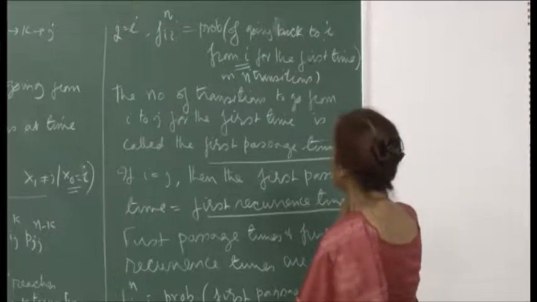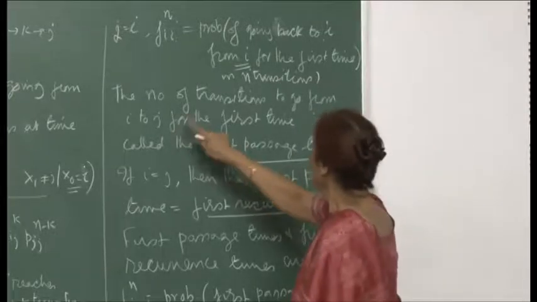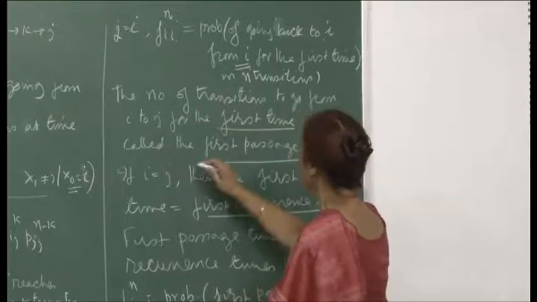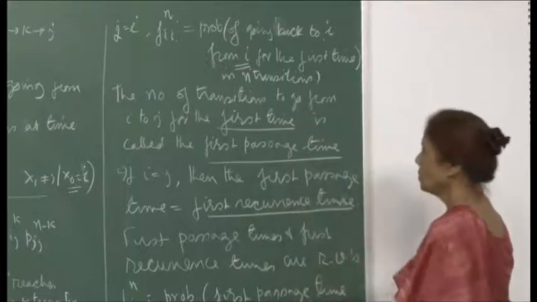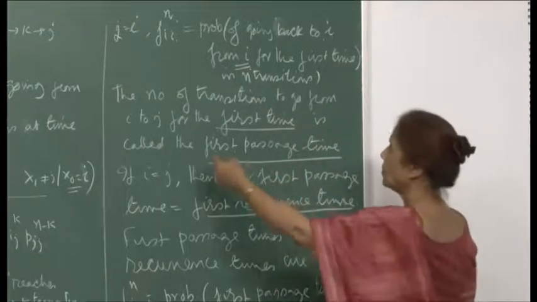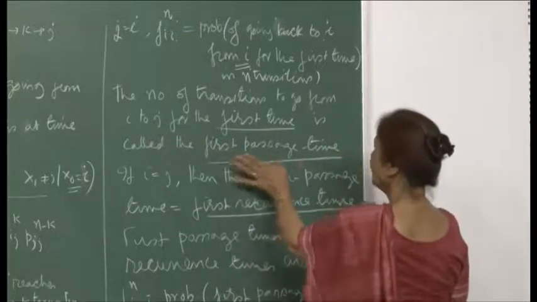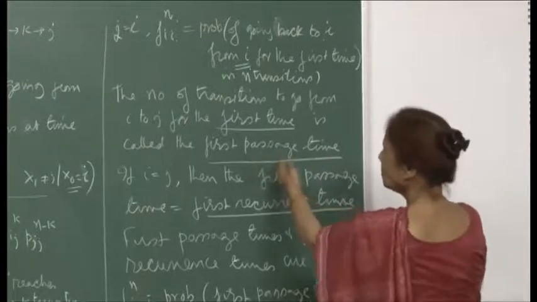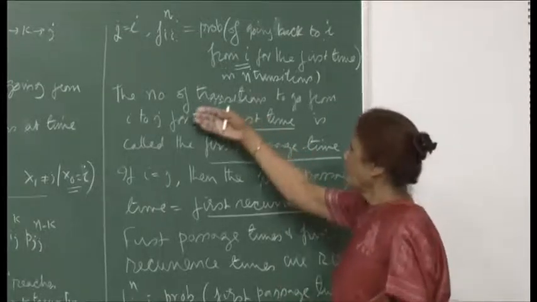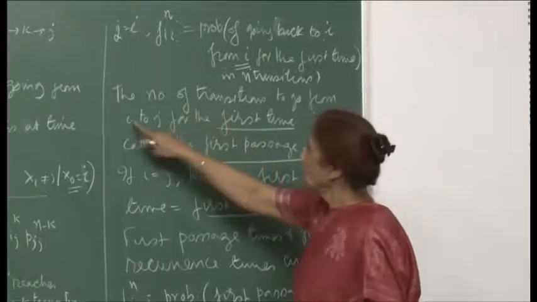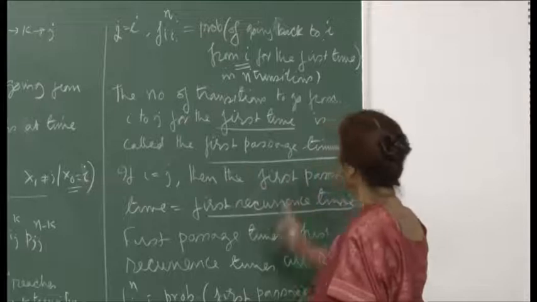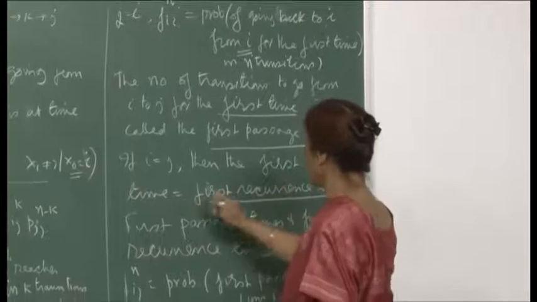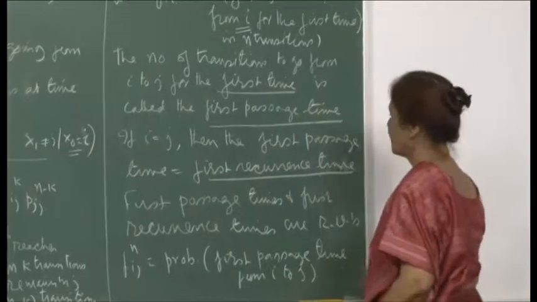So, now the number of transitions to go from i to j for the first time is called the first passage time. And you can see that this is also a random variable, because you do not know how many transitions you will require to go from i to j for the first time. So, the first passage time is a random variable, and if i is equal to j, then the first passage time is called the first recurrence time.